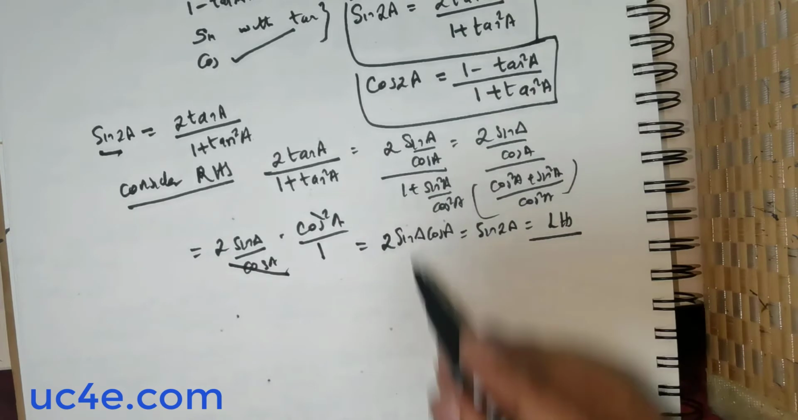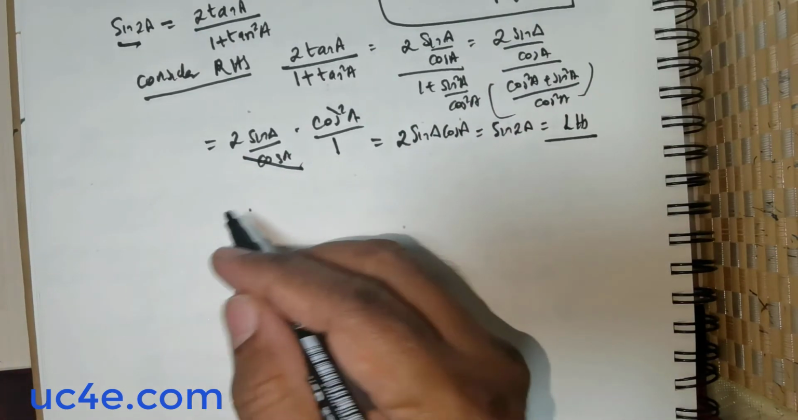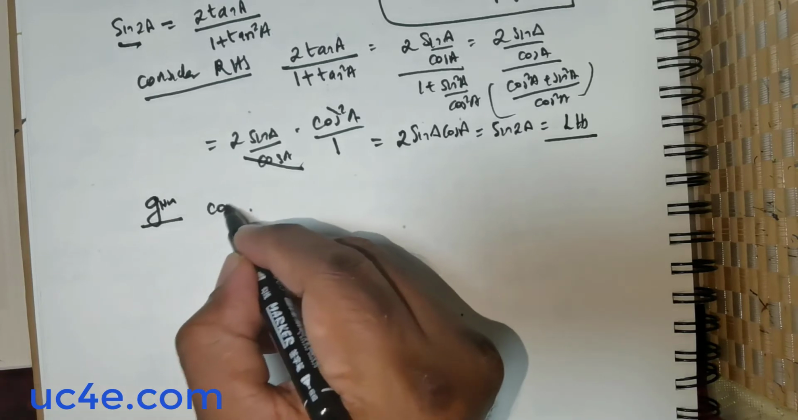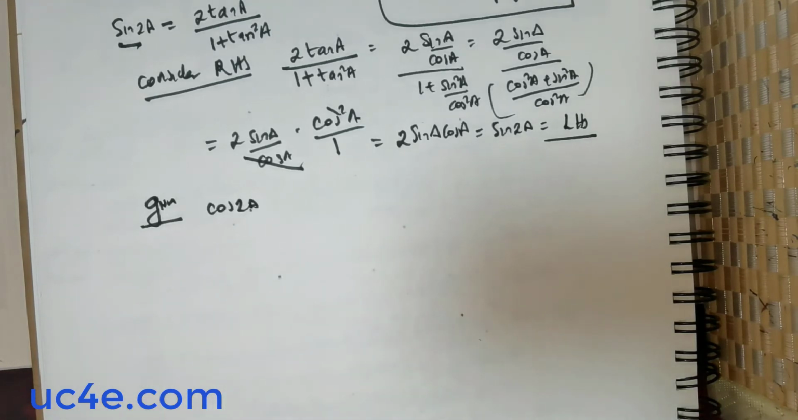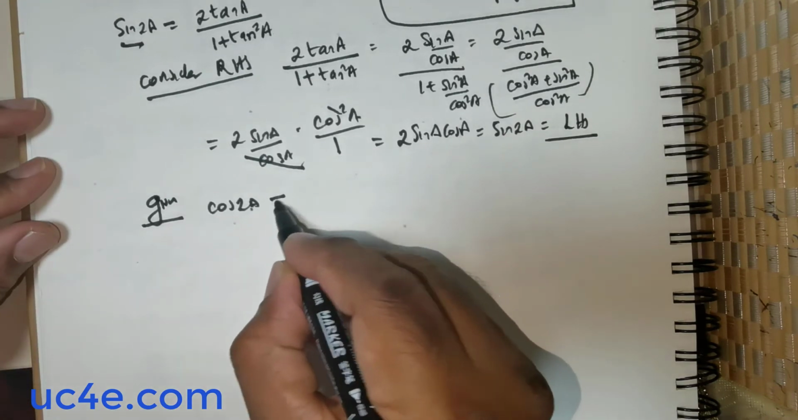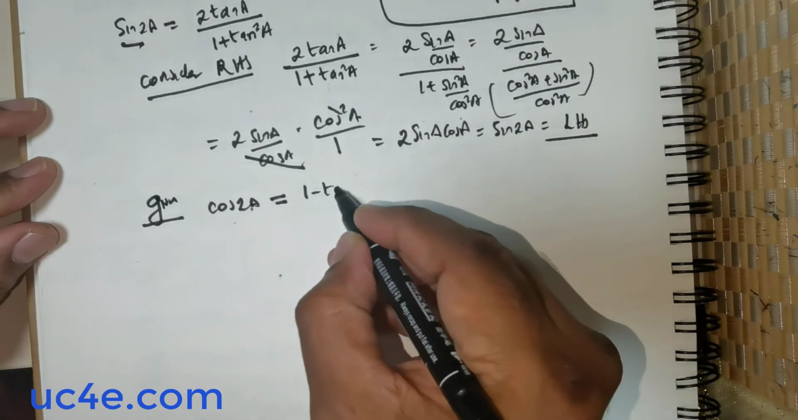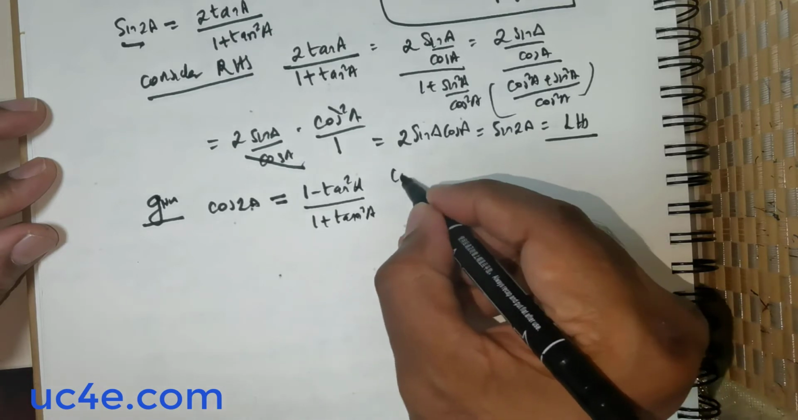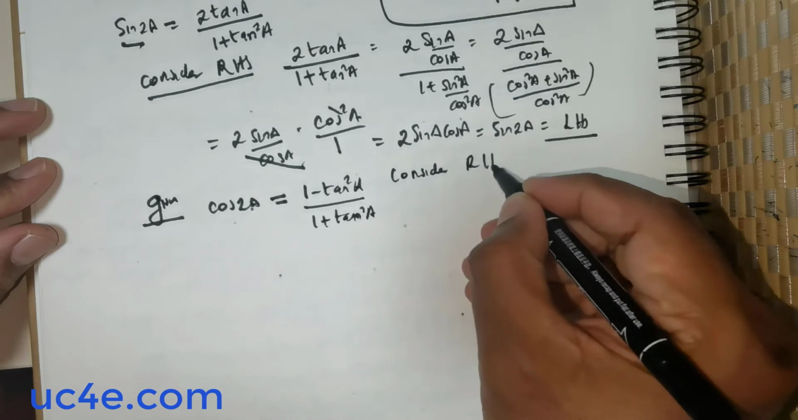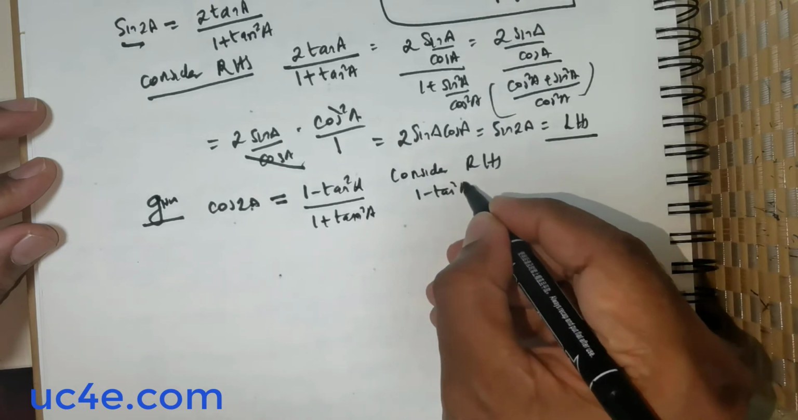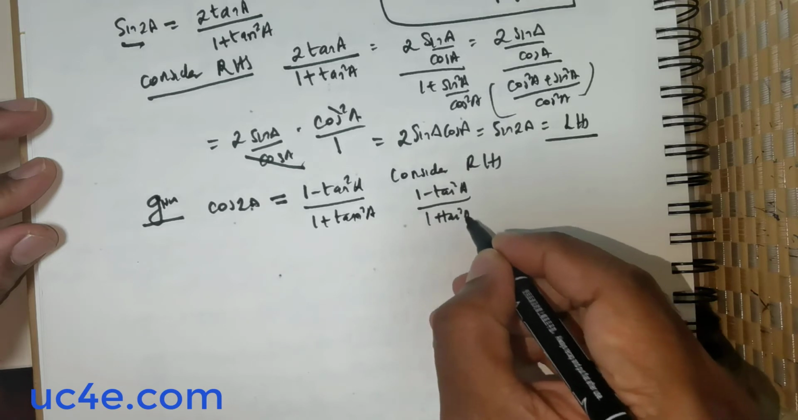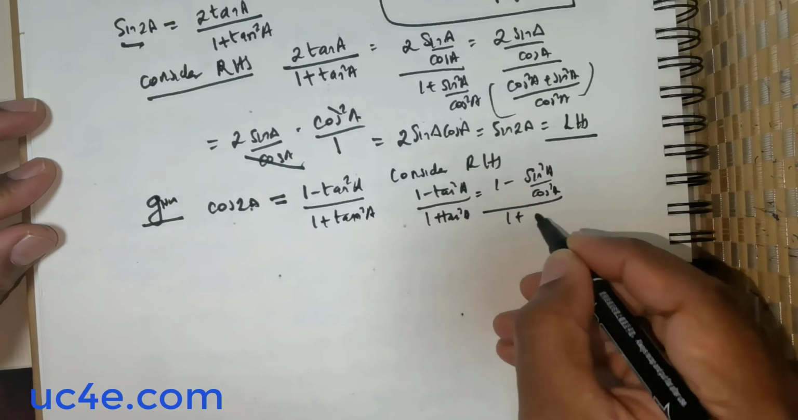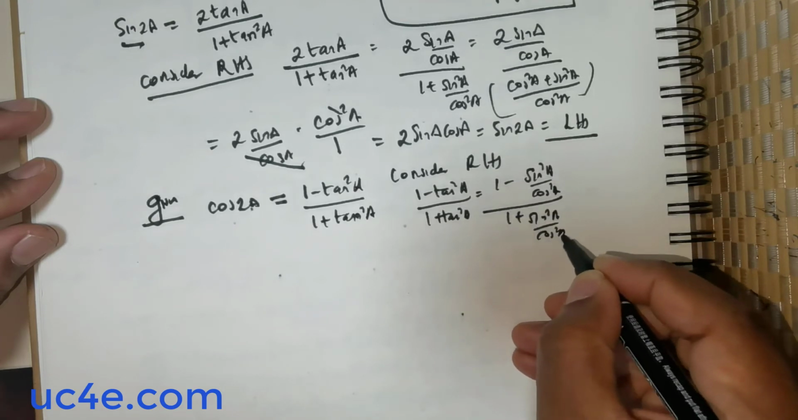Now let us see how to get this result, cos 2a. So consider this is what is given, right? Okay, so let's write the formula down. Cos 2a is equal to 1 negative tan squared a divided by 1 positive tan squared a. As usual, what I will do is I will consider the right hand side, which is 1 negative tan squared a divided by 1 positive tan squared a. I will rewrite tan squared a as sine squared a over cos squared a. So this is sine squared a over cos squared a.